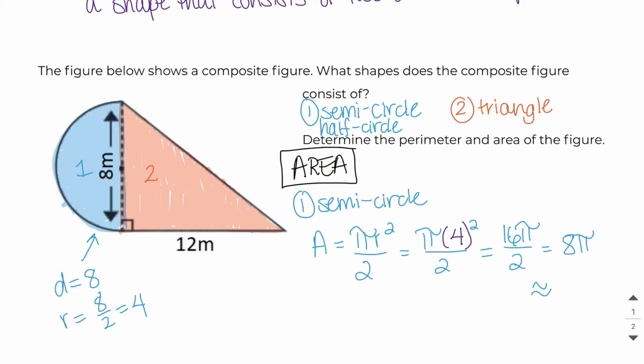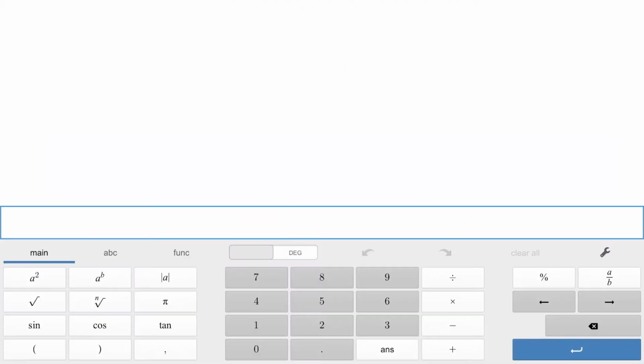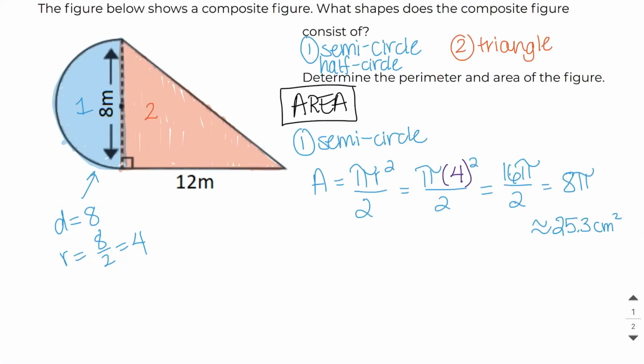Now I can go to my calculator and figure out what 8 pi is. I write 8 times pi in my calculator, and I end up getting 25.13274123. I'll round this to the nearest tenth, so it's 25.1, because the 1 is followed by a 3, so that 1 stays a 1. So we know that the area of our semicircle is 25.3 centimeters squared.